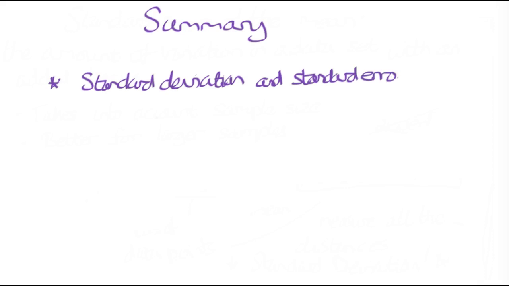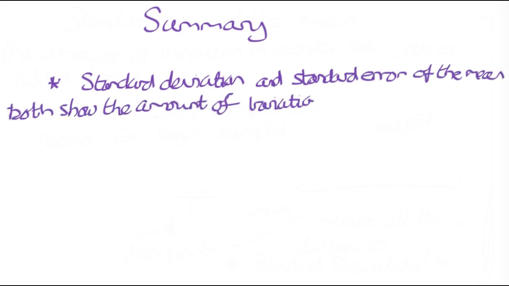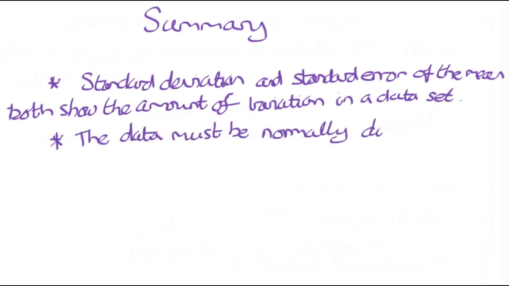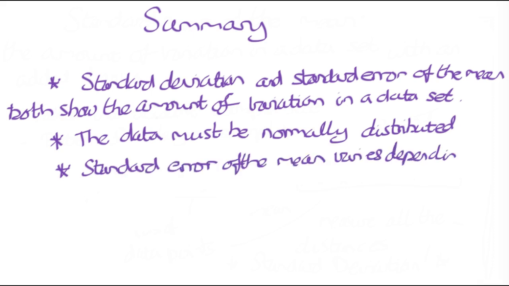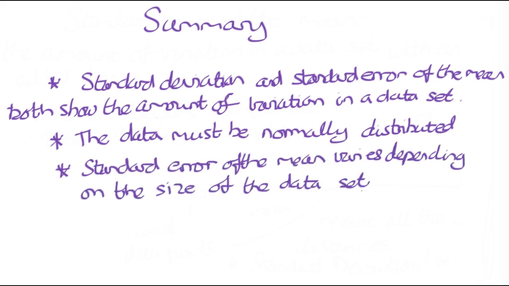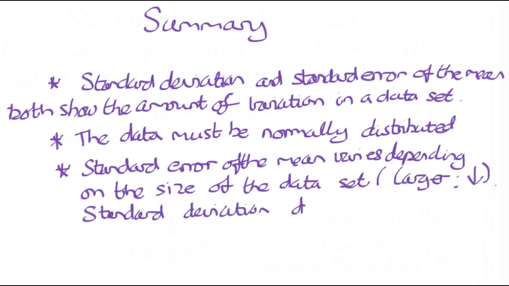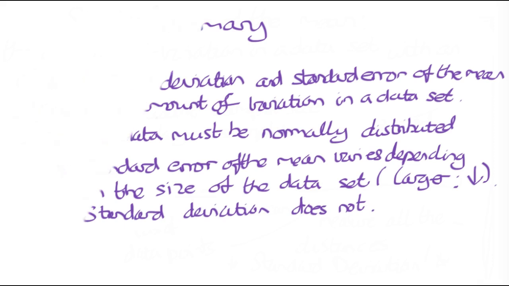To summarize, standard deviation and standard error of the mean can both be used to show how spread out a dataset is. They both require that the dataset be normally distributed to work. Standard deviation does not vary depending on the size of the dataset, but the standard error of the mean does. So, everything else being equal, standard error of the mean will be lower in a larger dataset than in a smaller one, whereas the standard deviation would be the same in both.